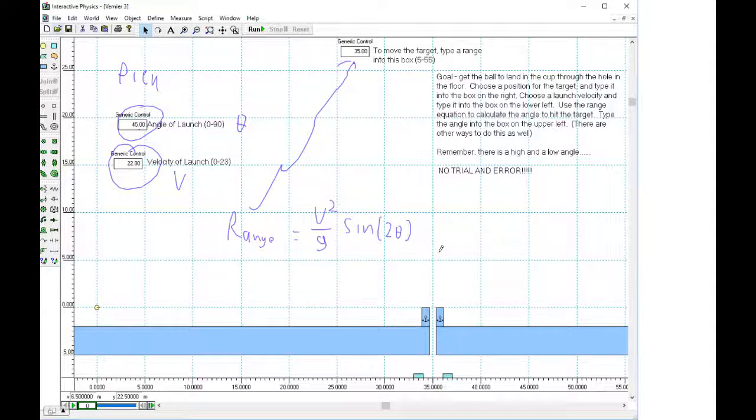I think this is totally cheating, but the goal of this is to use this equation to get this ball in there. Now let me just give you a clue. I would use angles bigger than 45 degrees if you do that. Low angles tend to not go in the hole. Okay, so that's method number one.